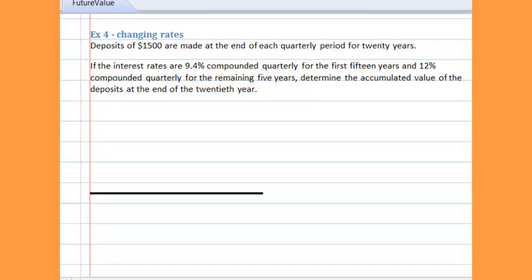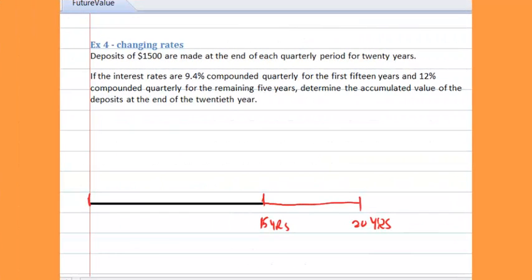So what you'll notice here is that the interest rate changes. It is one rate for the first 15 years and a different rate for the last 5 years. So what we have here essentially are two different annuities because these are annuities that earn different rates. The payments are $1,500, however, the rate changes, and so we have to separate them into two annuities. This is a little bit more advanced, so let's approach the time diagram with caution here.